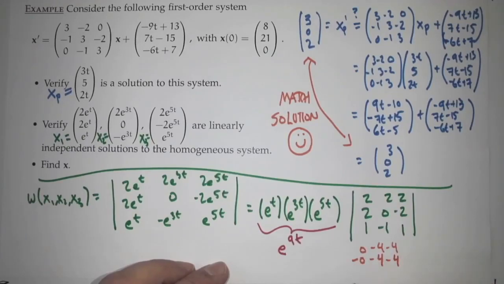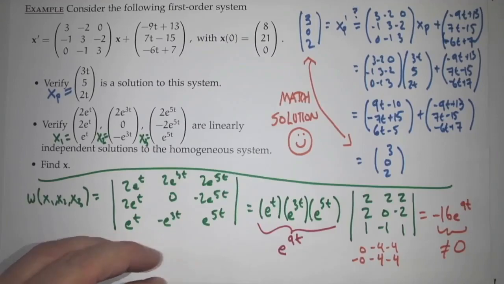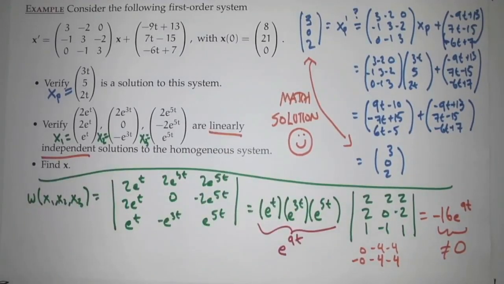And so put it all together, what do we end up with? We end up with minus 16 from the determinant of this small matrix, and then don't forget, there's the e to the 9t. All right. And what do we observe about this function? It's not 0. Woohoo! Nice. So that verifies the linear independence.